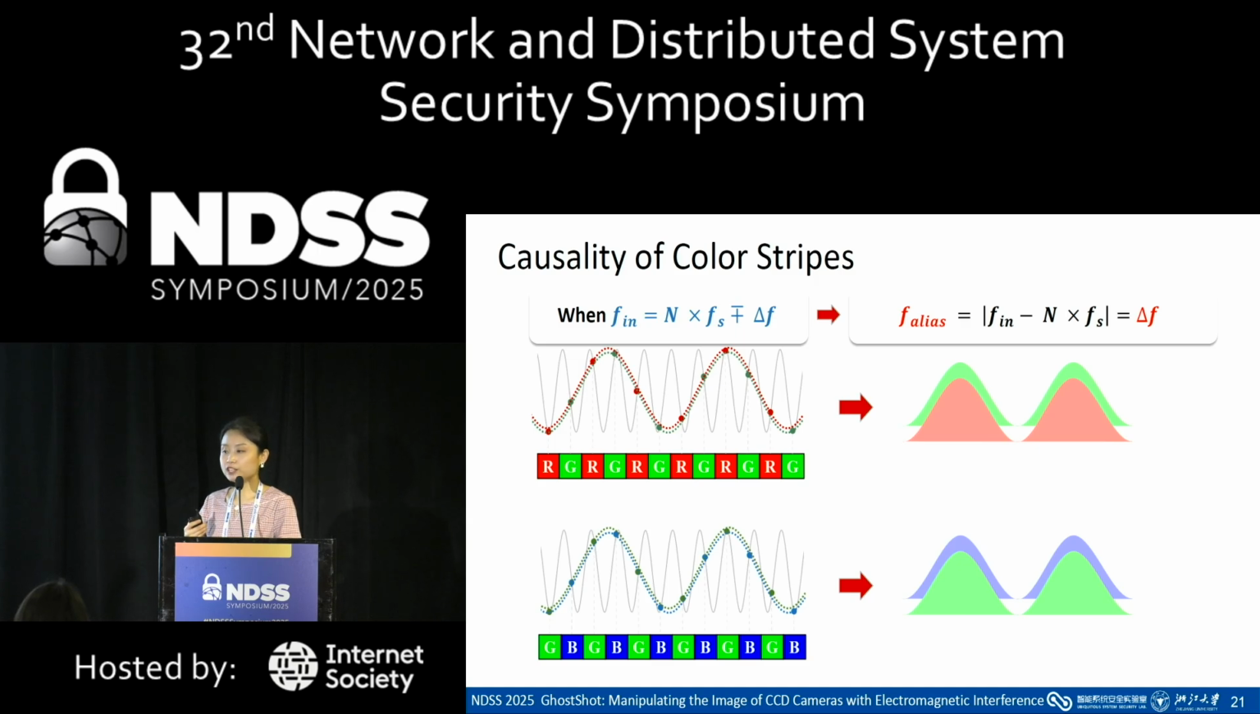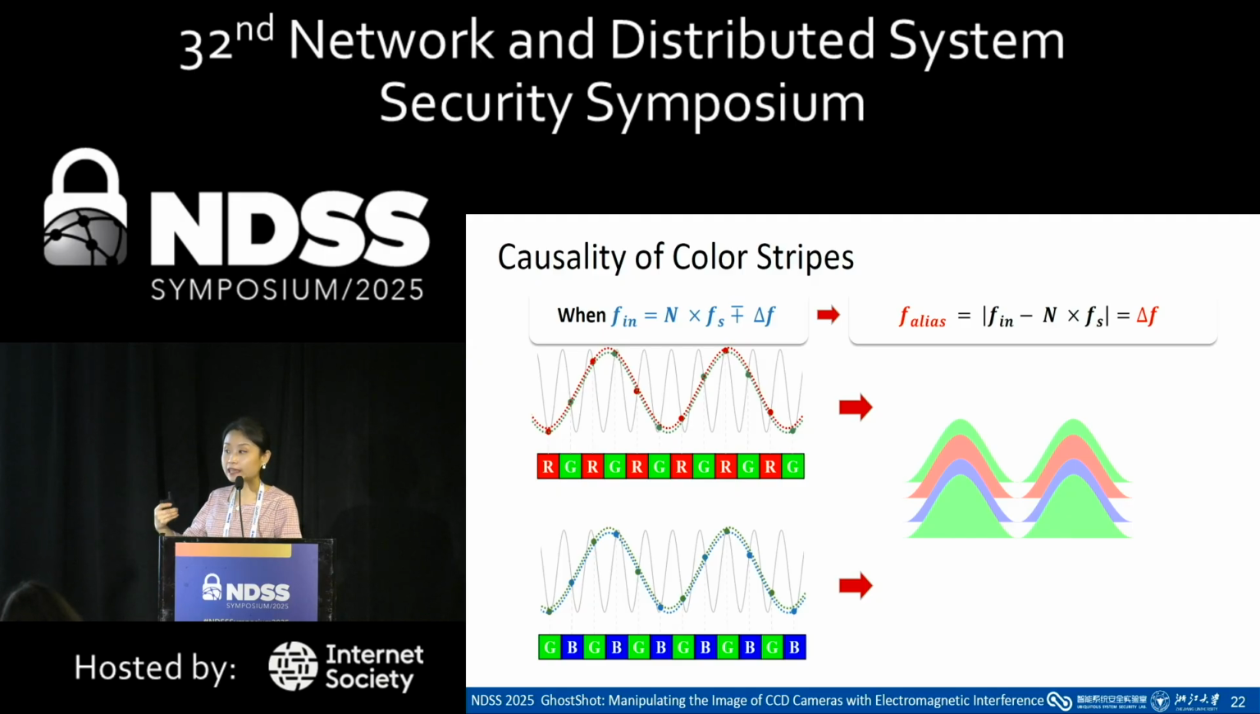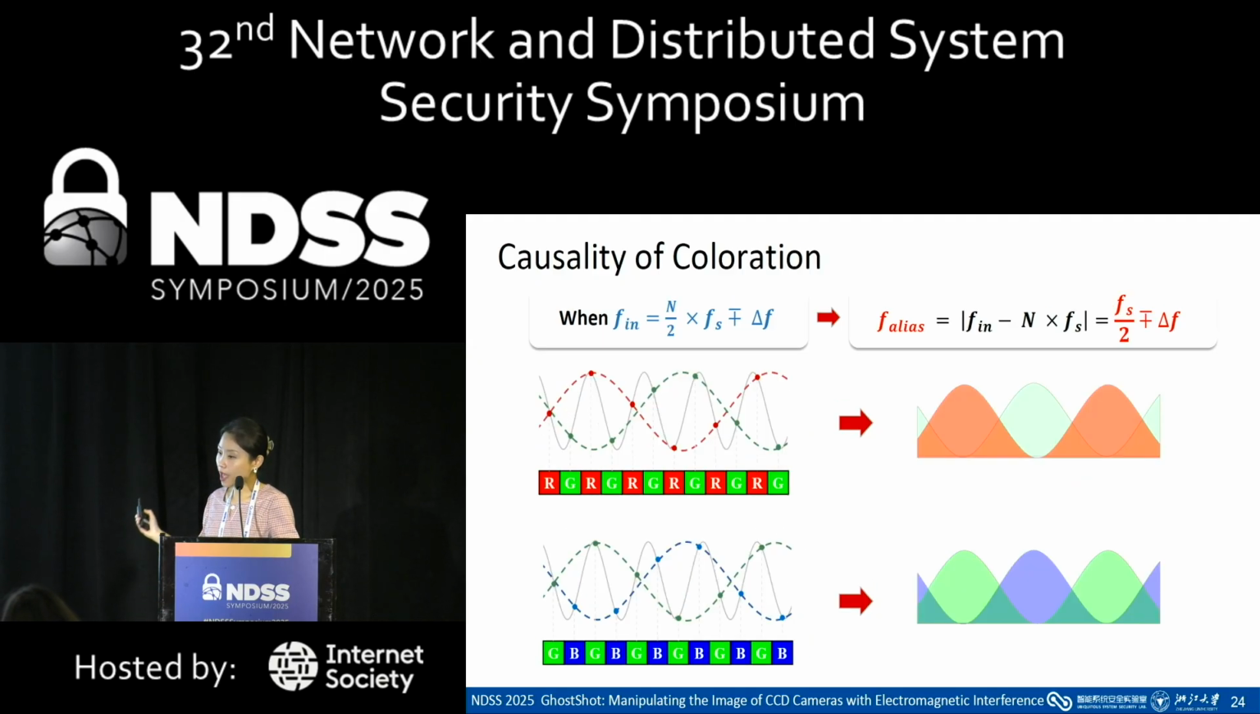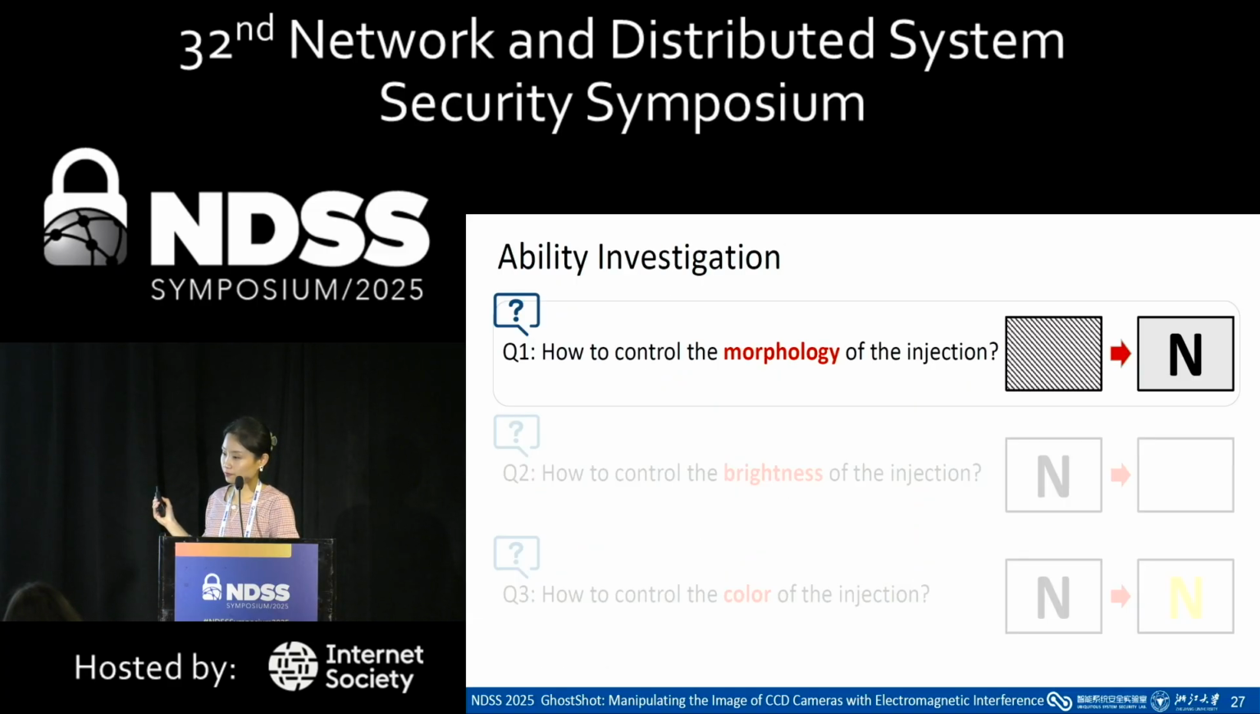And how do we generate color? If the F_in induces a synchronization between the RGB channels, the combination of these channels will be a black and white image. However, if we induce asynchronized sampling between the RGB channels, we will be able to induce different colors.